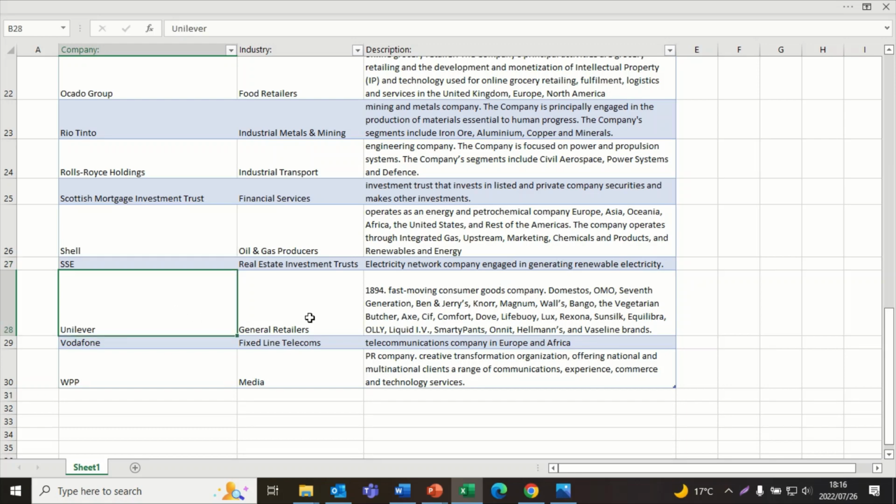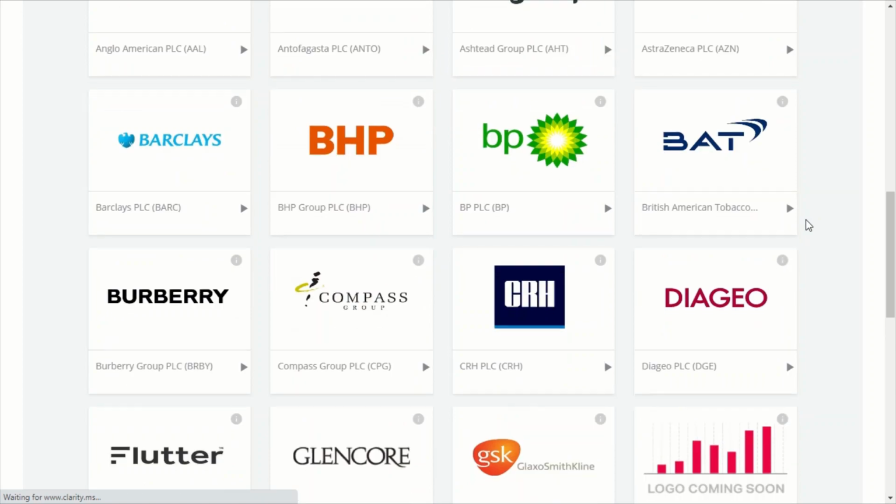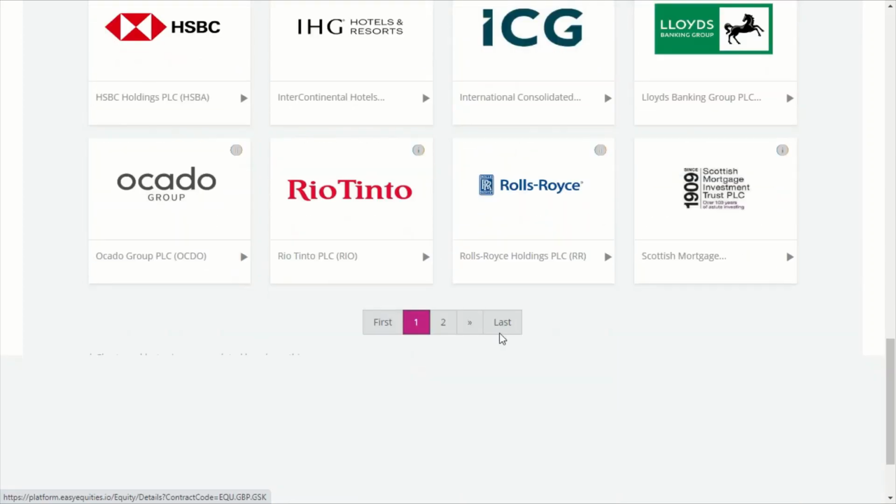Unilever, fast-moving consumer goods company. I can list all of these and you'll know them. Domestos, Omo, Ben & Jerry's, Magnum, Walls. I can go on and on. Then we have Vodafone, which is actually the parent company of Vodacom that we have here now. And lastly, WPP, which is a PR company basically across the entire world. And that is it. Those are the 28 UK companies we can invest in from EasyEquities right now.